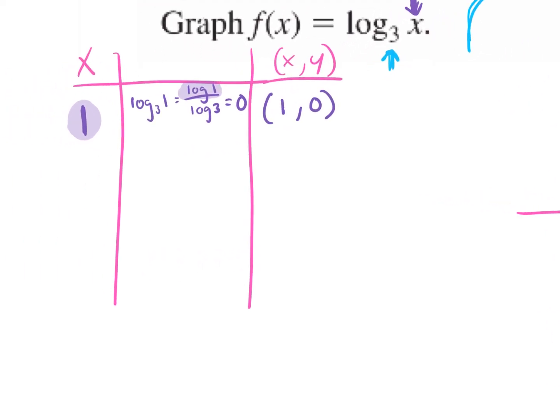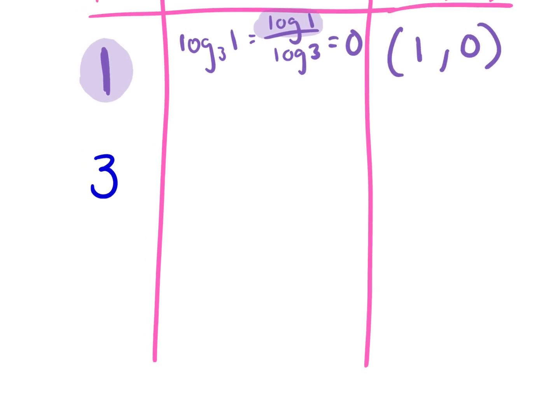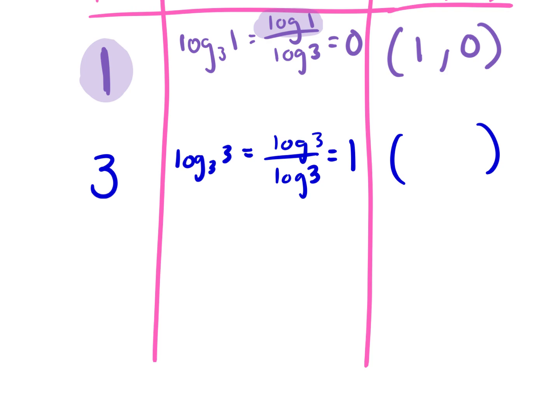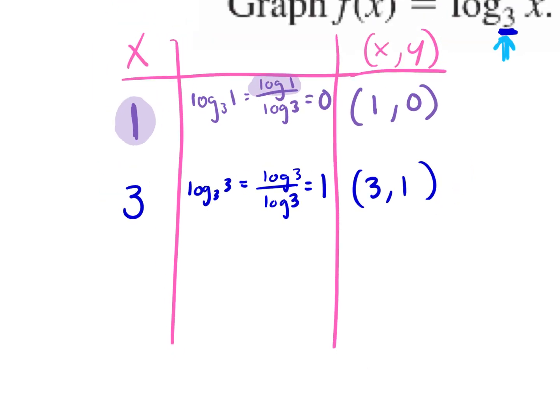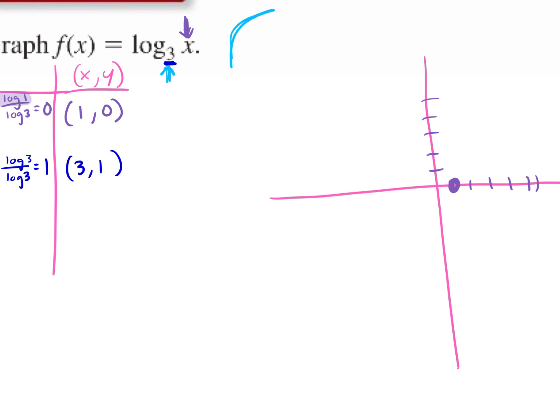All right. Next. The next number we want to plug in is whatever the base is. So we're going to plug in 3. So here I have log base 3 of 3. This would be log of 3 divided by log of 3. Without even putting this in the calculator, just think about it. What do you think log of 3 divided by log of 3 is? 1. Same thing divided by itself is 1. So what would this point be? 3, 1. So I'm going to go to my graph. I go to the right 3 and up 1.